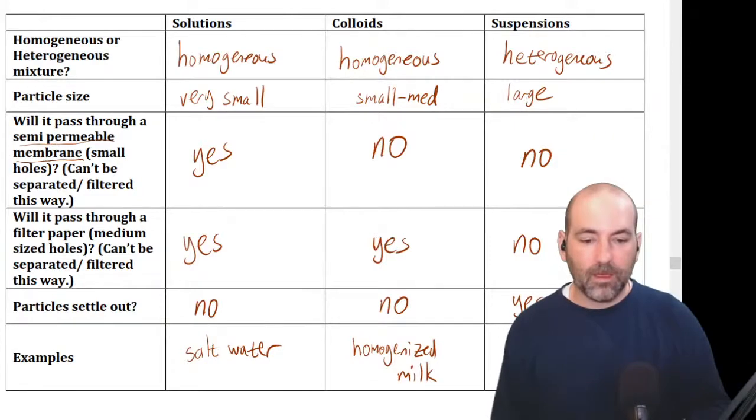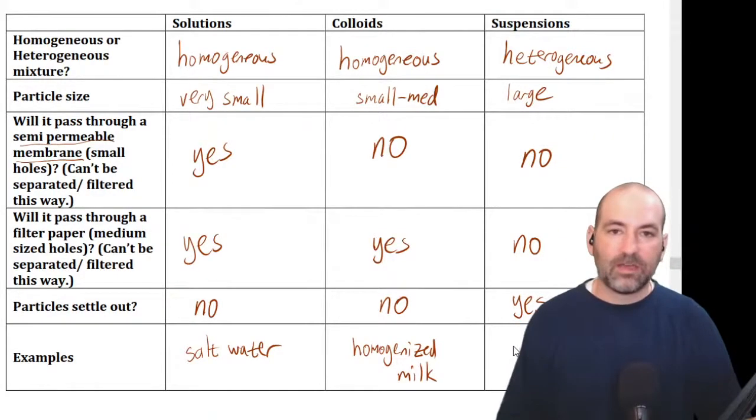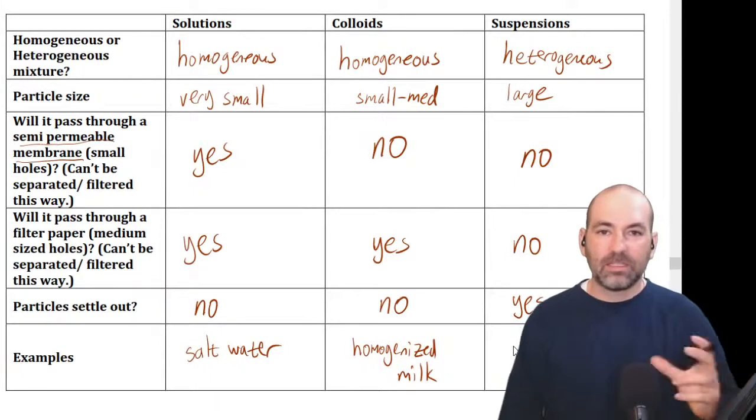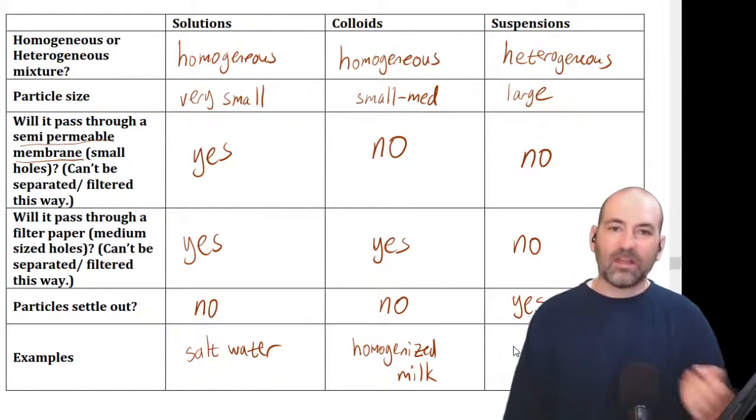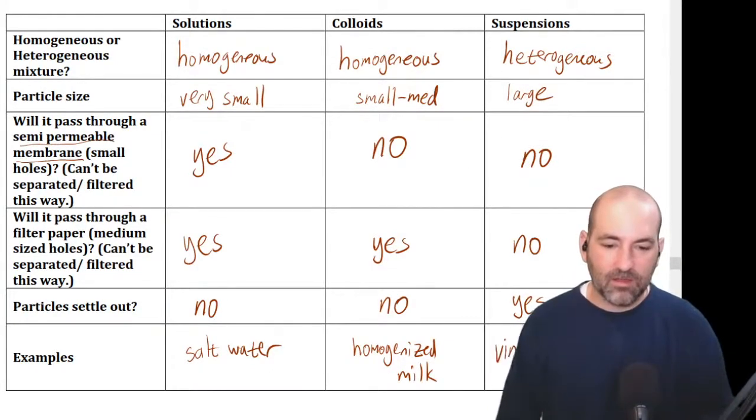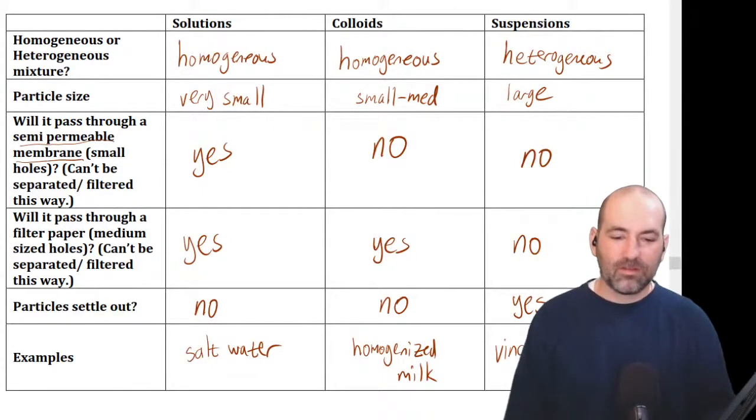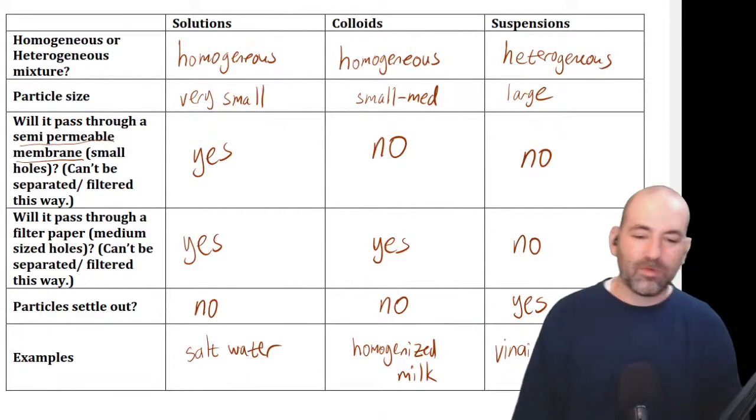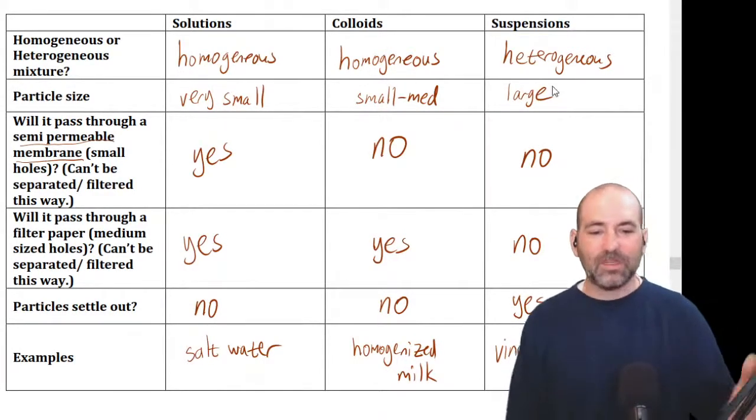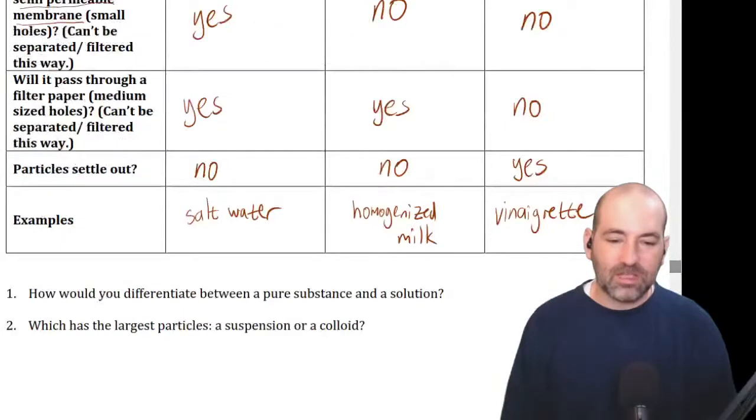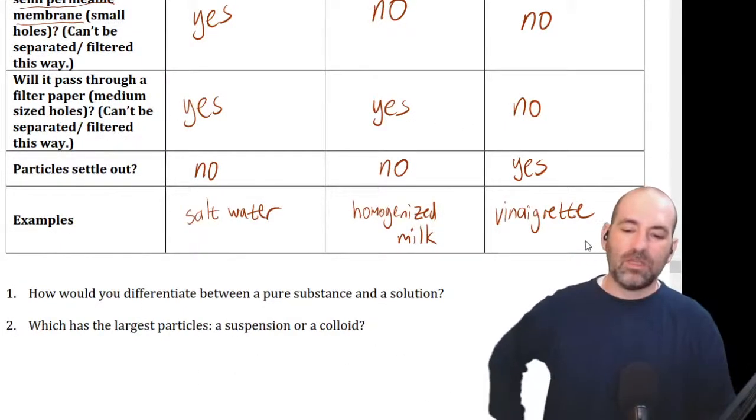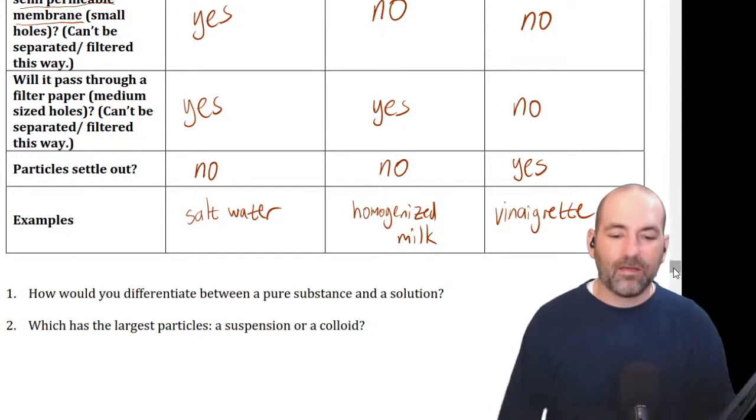fats, proteins, things like that, that they can stay suspended in that colloidal state. And a suspension would be anything else that you have to shake up. So like those kids' medicines, like the pink amoxicillin that you have to shake up before you give it. Salad dressing, let's say vinaigrette. I'm not even sure I spelled that correctly, but a salad dressing that you have to shake up, and then if you let it sit, the particles settle out. So using these ideas, you can differentiate between pure substances, solutions, suspensions, and colloids.